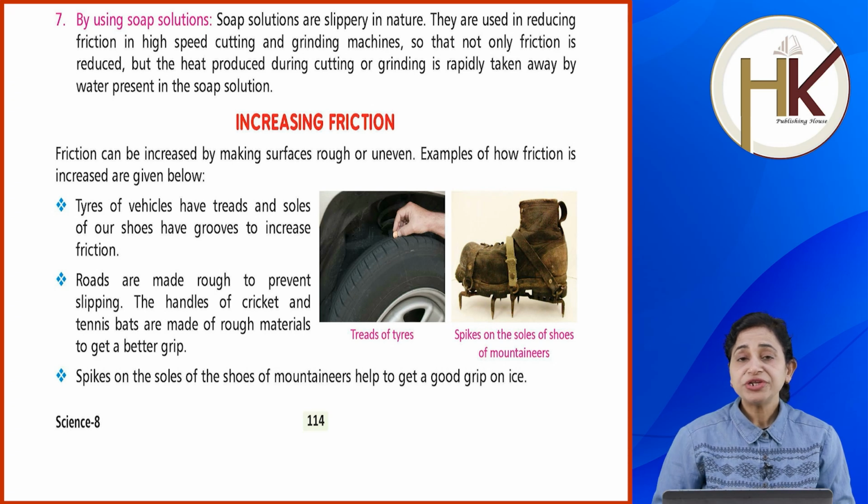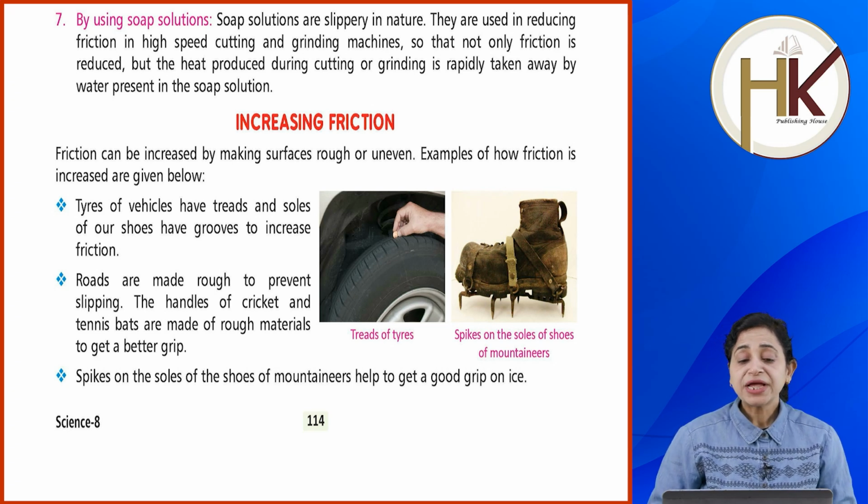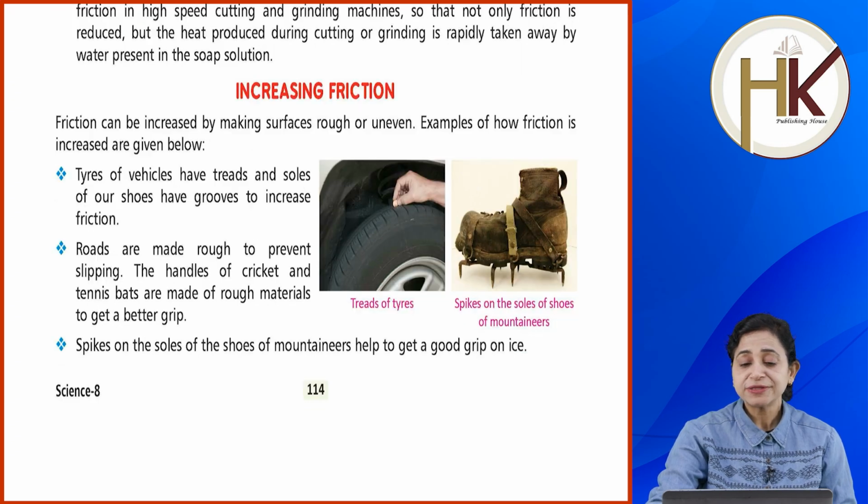Increasing friction. Friction can be increased by making surfaces rough or uneven. Examples of how friction is increased are given below. Tires of vehicles have treads and soles of our shoes have grooves to increase friction. Roads are made rough to prevent slipping. The handles of cricket and tennis bats are made of rough materials to get a better grip. Spikes on the soles of shoes of mountaineers help to get a good grip on ice.